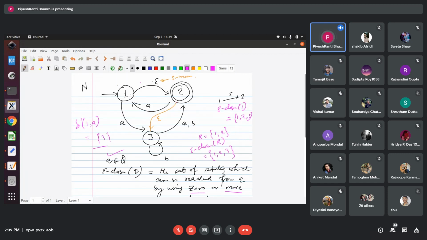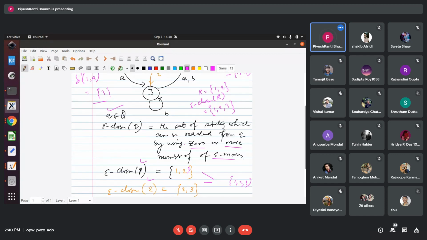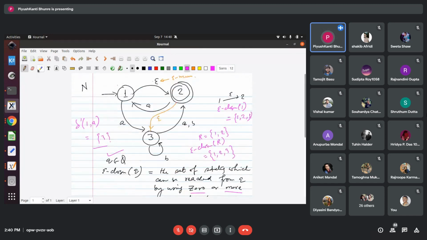So in this case, the automata can move from state 1 to state 2 after 1 epsilon move. Since there is another epsilon move from 2 to 3, it can go to 3 also. So the epsilon closure of 1 is {1, 2, 3}. If we remove the transition from 2 to 3 on epsilon input, then 3 won't be there in the epsilon closure of 1. Okay.